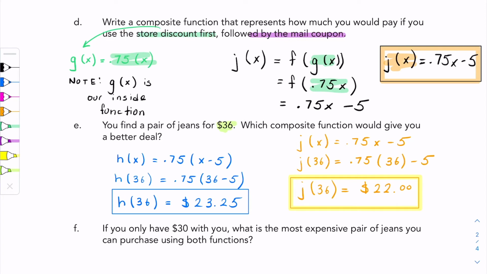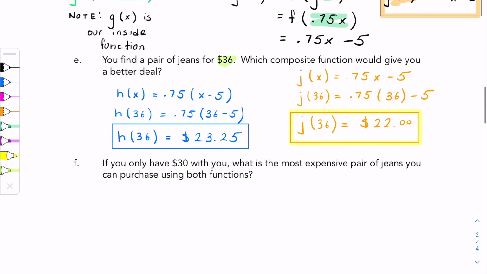All right, and part F works the opposite way. It says, if you only have $30 with you, what is the most expensive pair of jeans you can purchase using both functions? Okay, so $30 is the maximum amount that we can spend. Therefore, $30 would be our solution. So we're going to do the same thing as we did in part E as far as using both functions, but instead of substituting in a value for x, we're going to substitute a value in for the entire function.